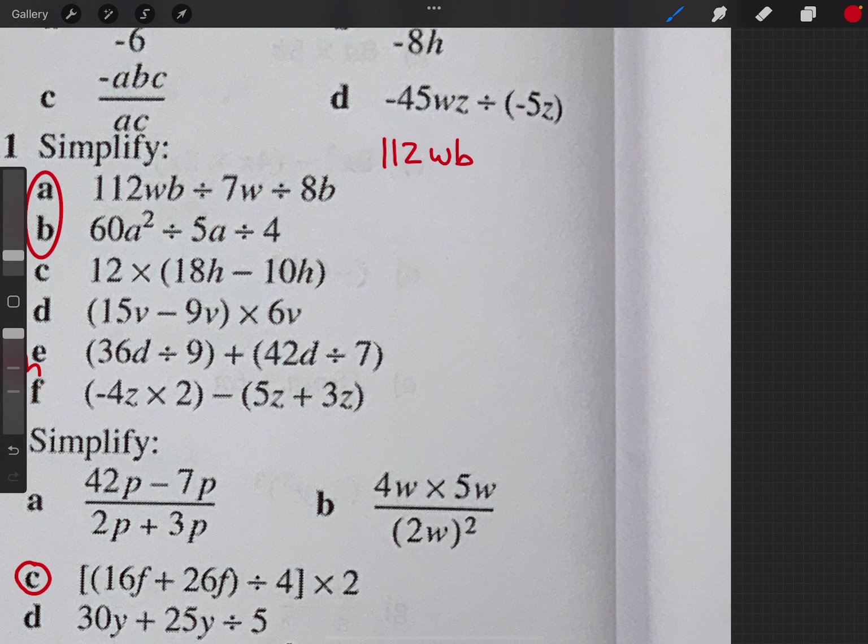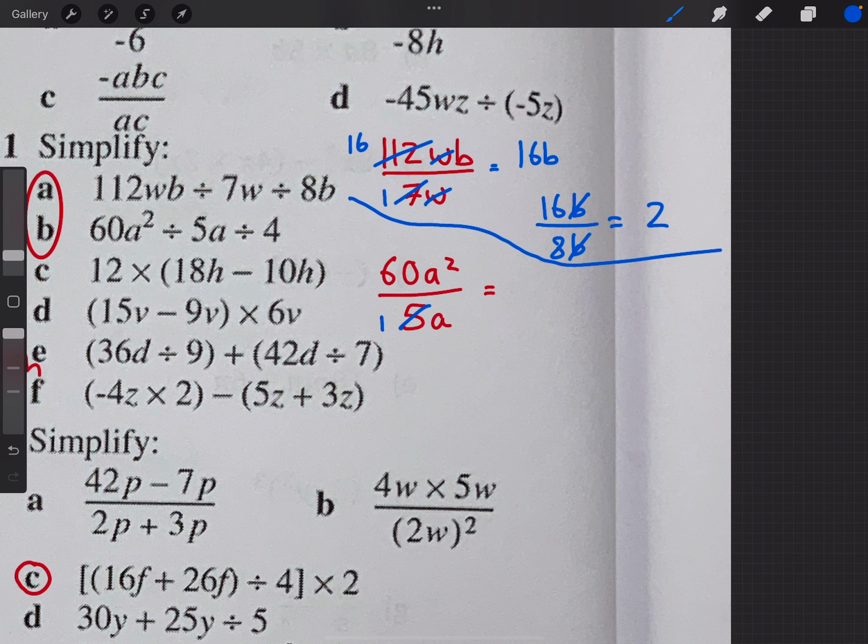Alright, next one will be 6D. So I'm going to start with 60A squared divided by 5A. So let's do this one first, one step at a time. So we're going to get 60 and 5. I can divide this by 5, I get 1. Divide this by 5, I get 12. And divided the bottom by A, I get 1. Divided top by A, I get A. So I'm going to get 12A over 1, which is 12A.